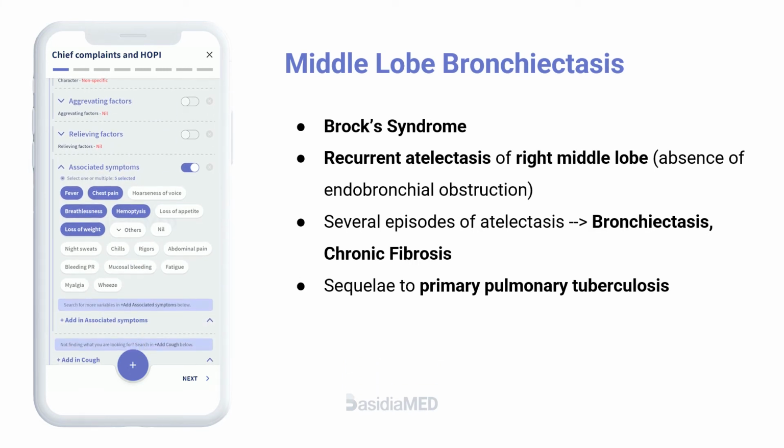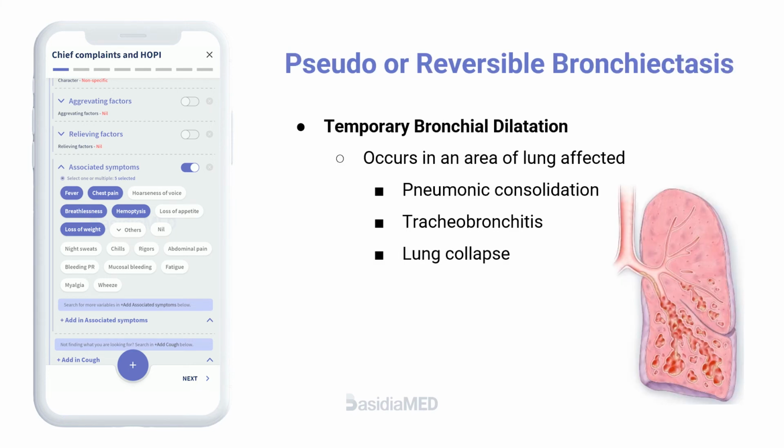It is usually sequelae to primary pulmonary tuberculosis, resulting from obstruction of middle lobe bronchus by TB lymph nodes. Pseudobronchiectasis, or reversible bronchiectasis, is a temporary bronchial dilatation occurring in an area of lung affected by pneumonic consolidation, tracheobronchitis, or lung collapse.